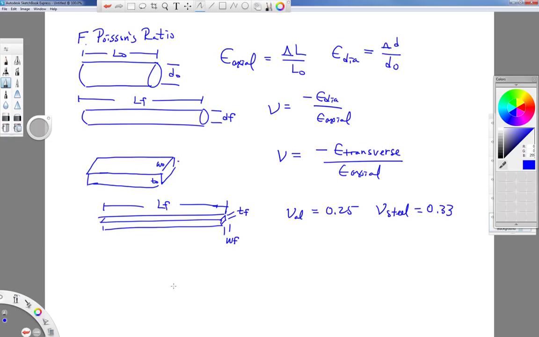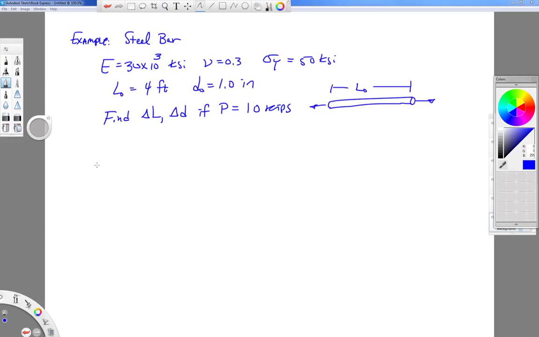Well, so now we have a couple new material properties that we just learned about. Let's get set up and do an example. Okay, so for this example, we're going to take a look at a steel bar. The modulus of elasticity of steel is around 30 times 10 to the 3 KSI. Poisson's ratio of 0.3. This material has a yield strength of 50 KSI, an initial length of 4 feet, and an initial diameter of 1 inch.